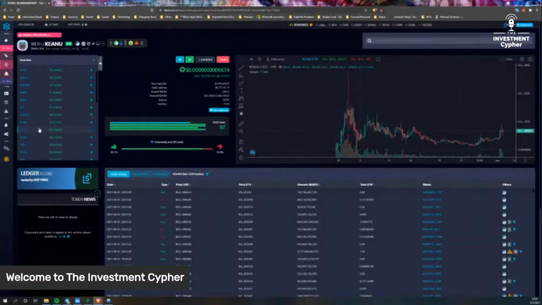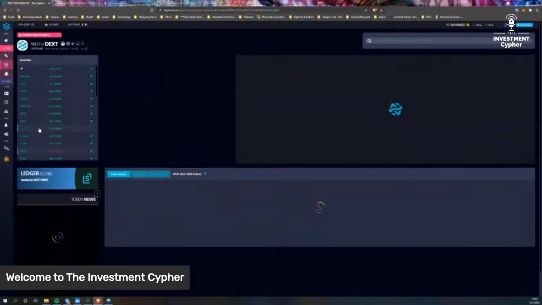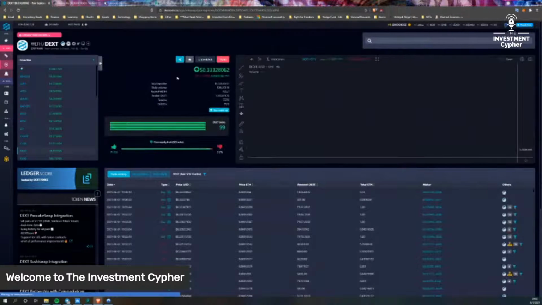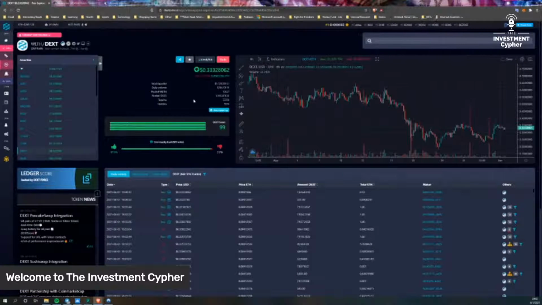Dex Tools actually has a token. If you hold the token, say 5,000, you get a discount on the monthly service. It's free, but you get more features. Like you see, I have a watch list.